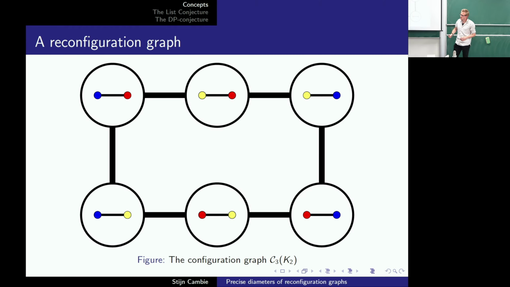Okay. So now I have told what it is, but obviously you can represent it. For example, here you see the reconfiguration graph C3 of K2. K2 is a small graph, only two vertices, three colors. You have three colors for the first vertex, two for the other one, 6 proper colorings in total. You can note that here we only recolor red and yellow or reverse. And we see this is a C6, so this is an easy case.